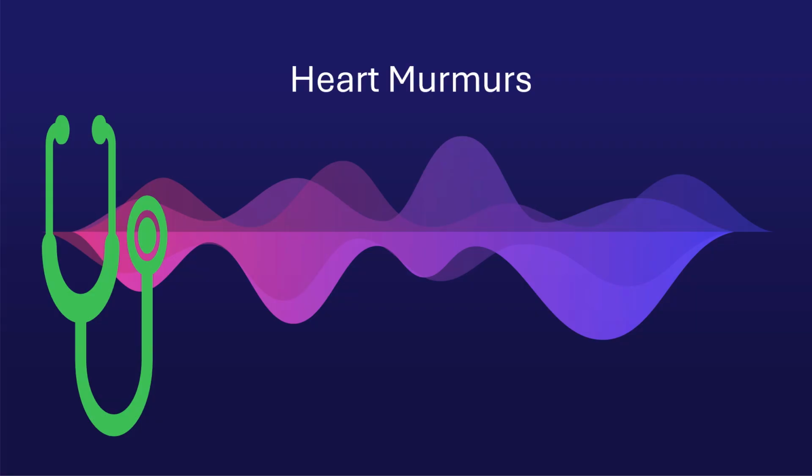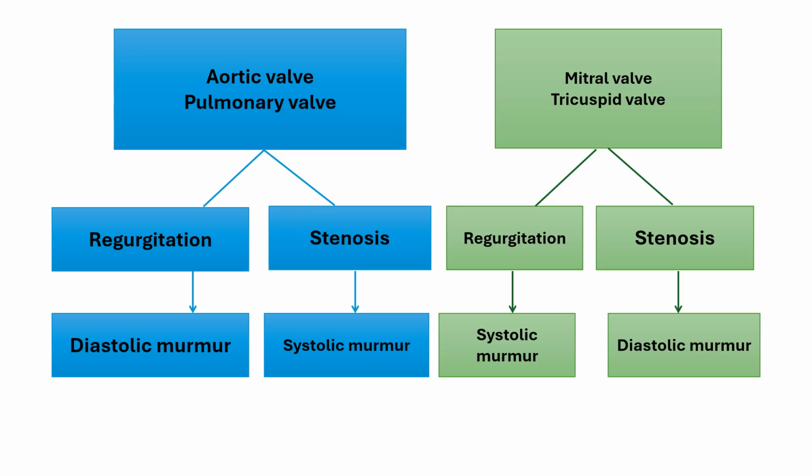We'll start a new section, heart murmurs. In this slide, we'll classify the murmur according to the source. If the source is from the aortic valve or pulmonary valve, if the lesion is stenosis, it will give you a systolic murmur. If it's regurgitation, it will give you a diastolic murmur. If the source of the murmur is the mitral valve or tricuspid valve, if it's stenosis, it will give you a diastolic murmur. If it's regurgitation, it will give you a systolic murmur.